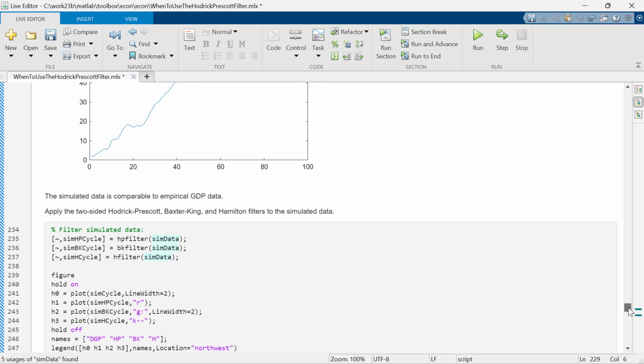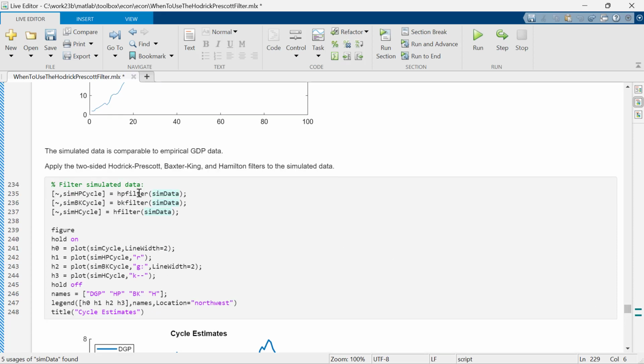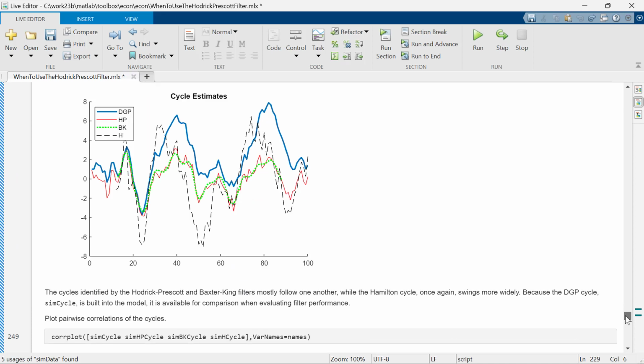And we can apply the HP filter, the original HP filter, the Baxter-King filter, just to put a bandpass filter in there for comparison, and the Hamilton filter, all to the simulated data, extract the cycles, and then compare the cycles to that simulated cycle that's in the data generating process.